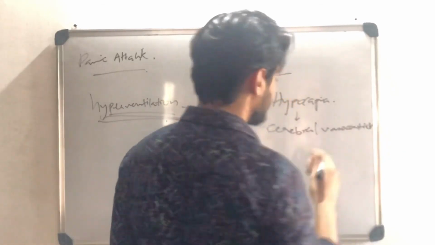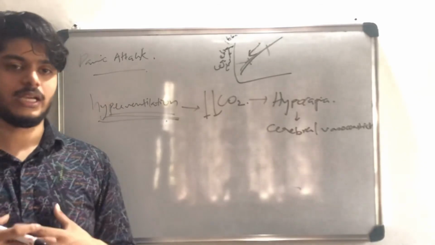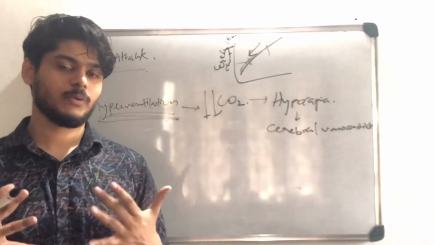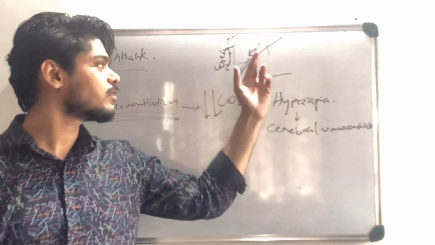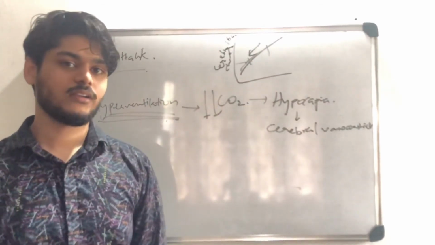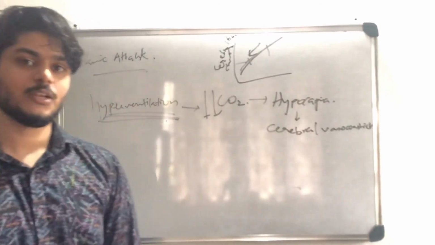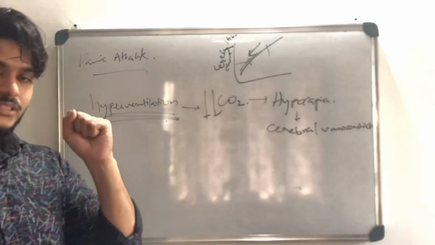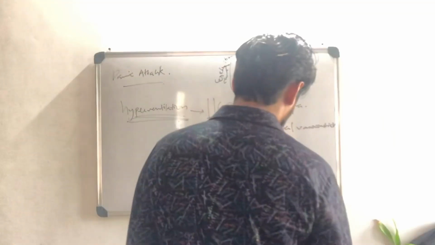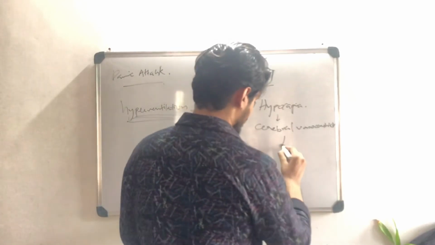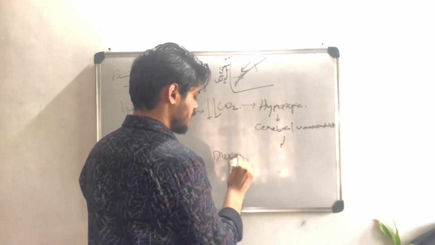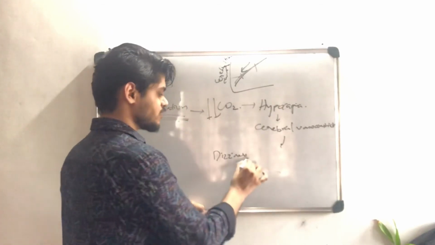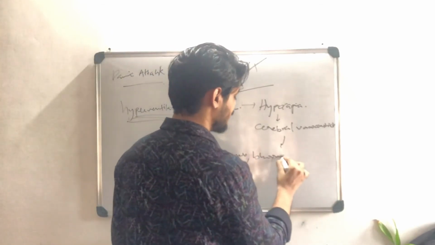It's very logical because in panic attacks we hyperventilate. On hyperventilation, carbon dioxide is reduced. So if carbon dioxide is reduced, the first thing is a change in the cerebral blood flow. So vasoconstriction in the head will happen. It can result in CNS symptoms like dizziness and blurred vision.